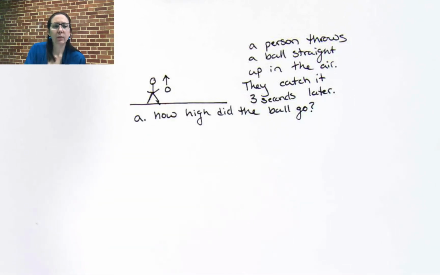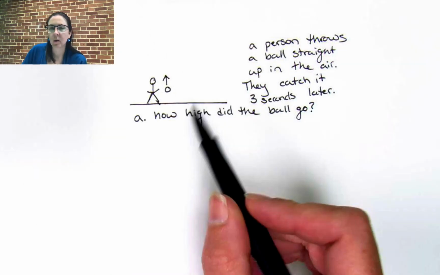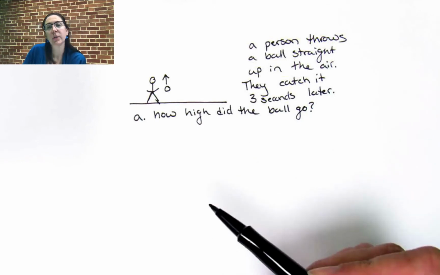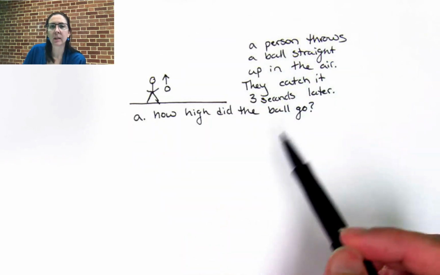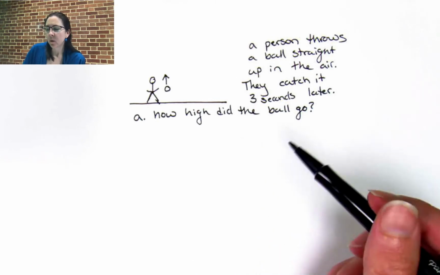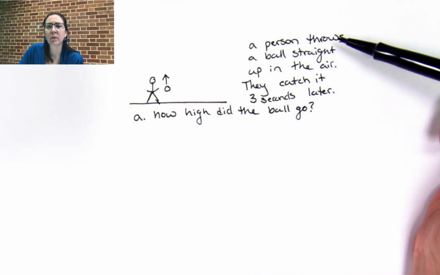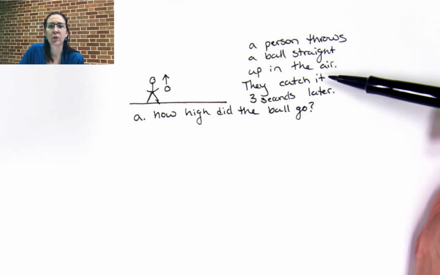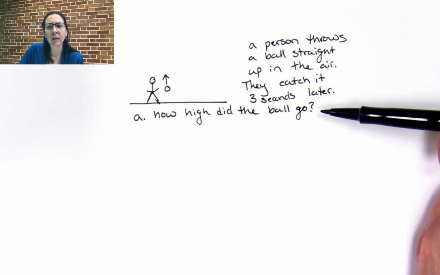So how does this relate? How do you solve kinematic problems, problems involving numbers, with things that are undergoing acceleration due to gravity? Because when I read this problem, a person throws a ball straight up in the air, they catch it 3 seconds later. How high did the ball go? I feel like there's not enough information here to solve this problem.